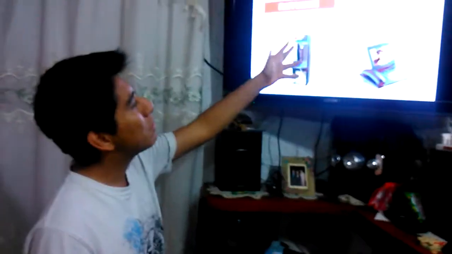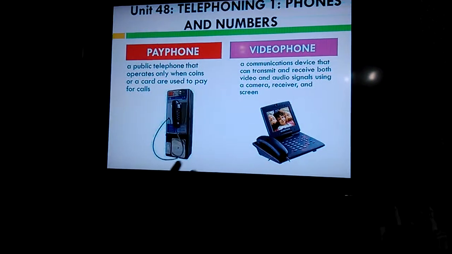And the other word we have is the video phone. As we see in the picture, a video phone is a phone in which you can see the other person you're talking with. So it's more modern and, let's say, it's more expensive. That's why many people don't have it.